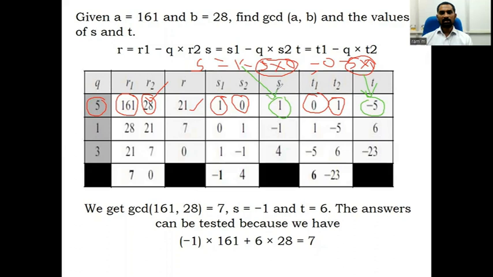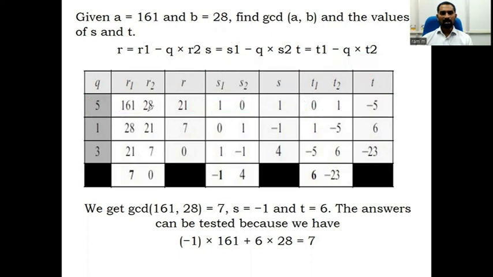Now, what happens? The procedure says, after finding Q values and calculating R, S, and T, just assign the values. In the next iteration, R2 becomes R1, R becomes R2. In the same way, S2 becomes S1, S becomes S2, T2 becomes T1, and T becomes T2. Now to repeat, we need to check whether R2 is greater than 0 or not.